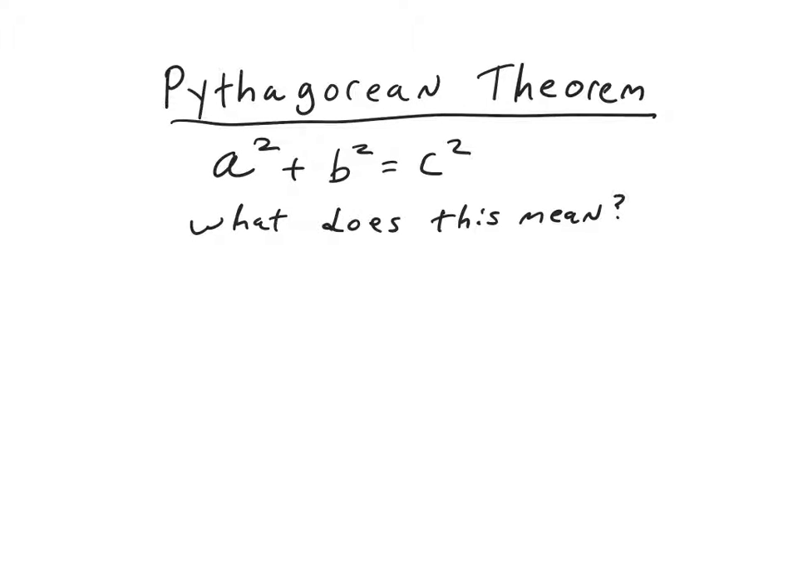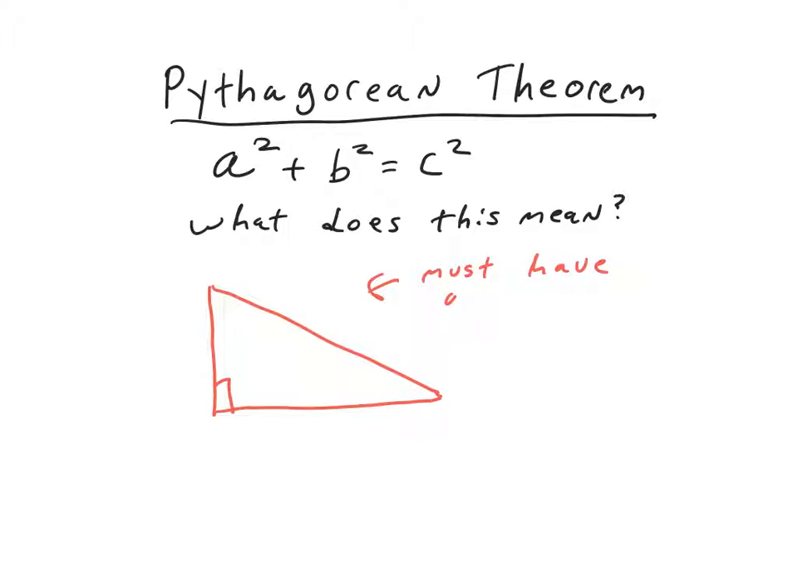To start with, the Pythagorean theorem only works for right triangles. So we have to have a right triangle, and we start with the right triangle. The a, b, and c are sides of the triangle. So a, b, and c are sides.